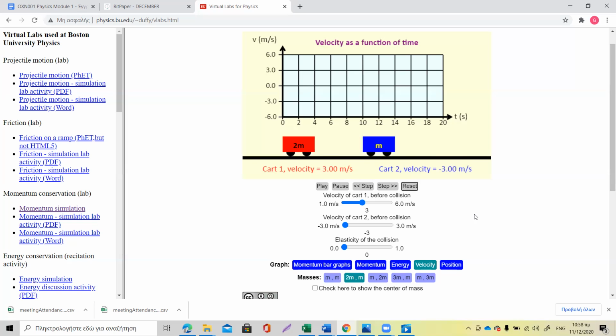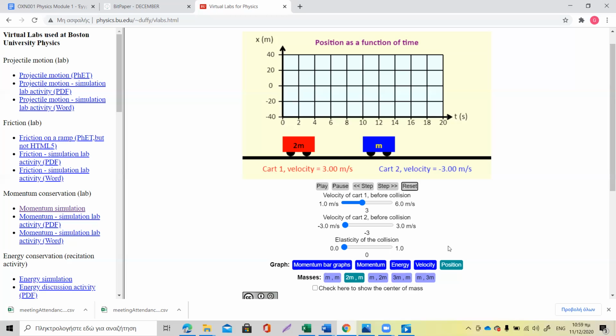So in this way, you can play, you can check which graphs you want to be displayed: momentum, energy, velocity, let's say position. Look at this. You can see the position, how it changes. It can change according to the given velocities and masses. Let me reset it. So in this way, you can click all these options and play a little to understand how the principle of conservation of momentum is applied for a perfectly inelastic collision.